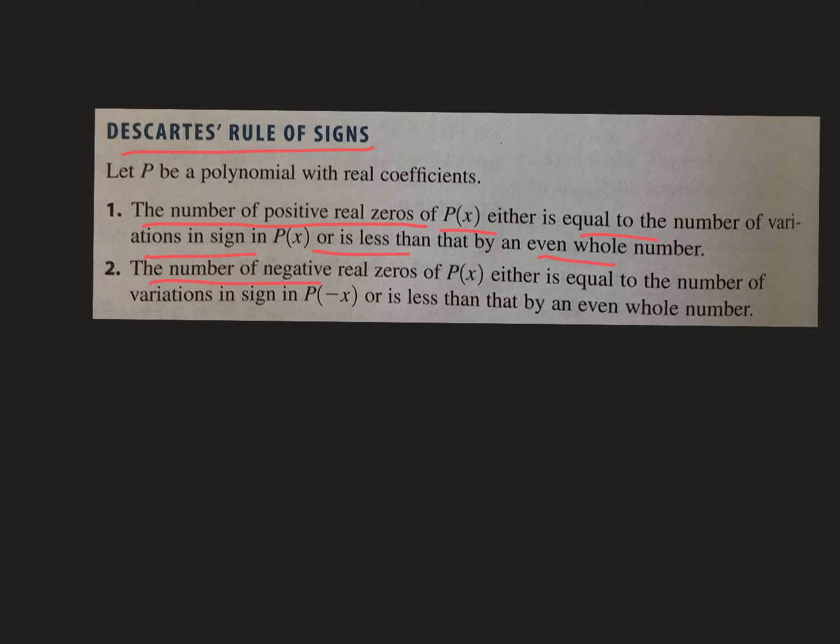The number of negative real zeros is equal to the number of sign changes if you plug in negative x, or is less than that by an even whole number. All right, confusing as all get out, but let me show you what it's talking about. It's really not that hard. This is hard to put in words.